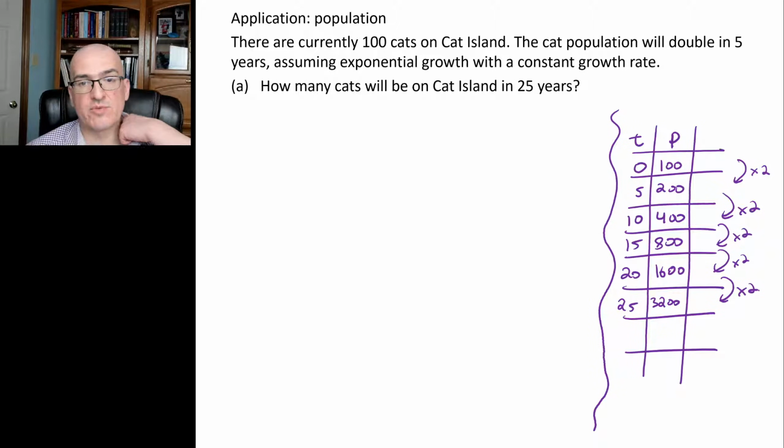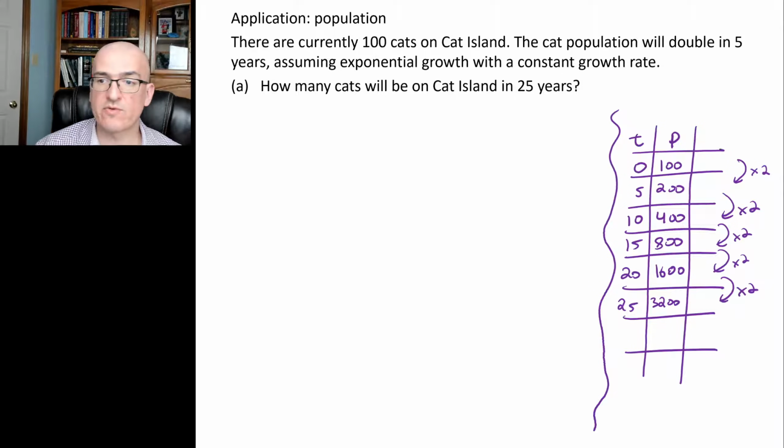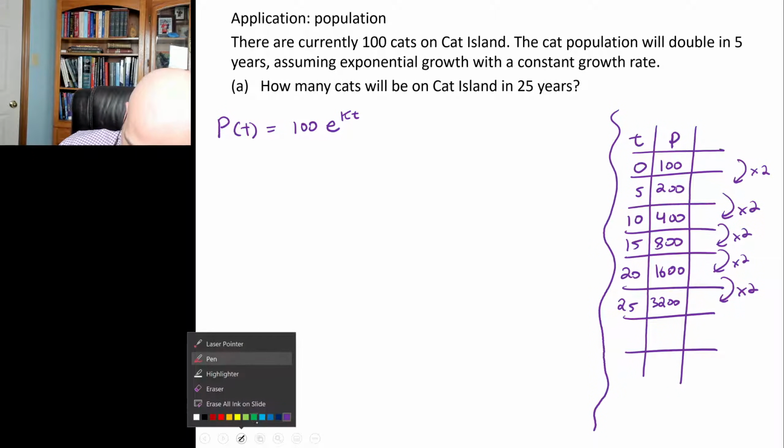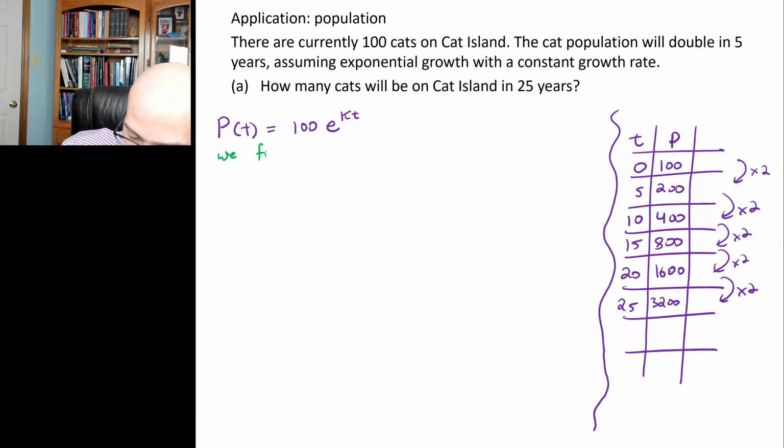That's how many doubling times we have to go to get to 25 years. So we know that the answer has to be 3200, but let's build it from scratch. Our population as a function of time, P of t, is going to be our initial population times e to the kt. We find k is equal to 1 over 5 ln 2, dot, dot, dot, etc.